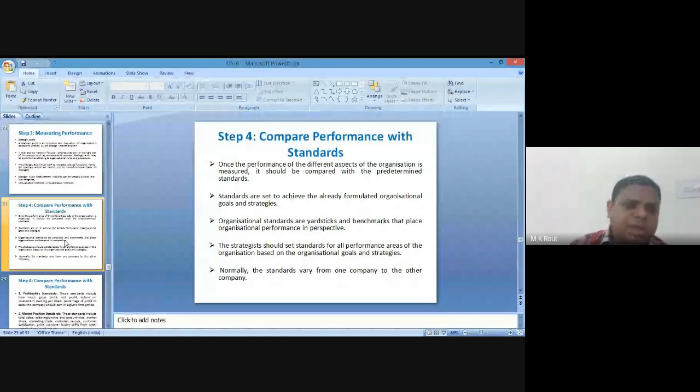After that, the standards are set to achieve an already formulated organizational goal and strategy. The next part is that organizational standards are yardsticks and benchmarks that place organizational performance in perspective. These standards should state the level for all performance areas of the organization, based on the organization's goal and strategy. And finally, the standards vary from one company to another.